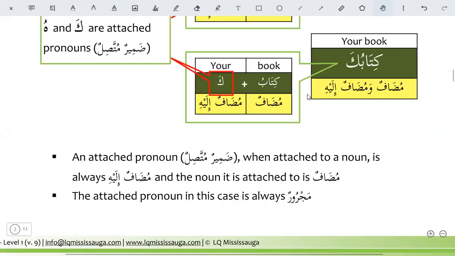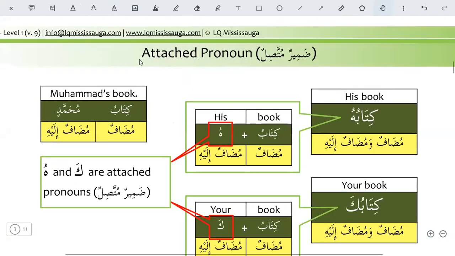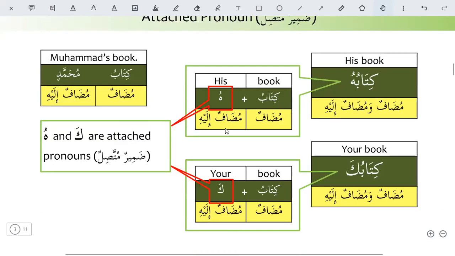Now we learn about the attached pronouns. Which pronouns can attach? Kitabu Muhammadin, Muhammad's book. Kitabu is mudaf, Muhammadin is mudaf ilayh. Kitabuhu, his book. Kitabu is mudaf and hu is mudaf ilayh.